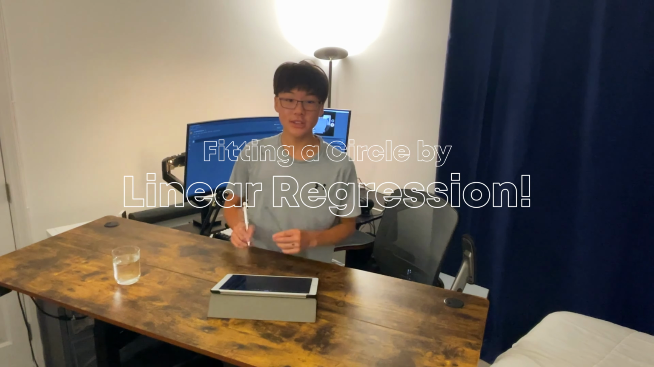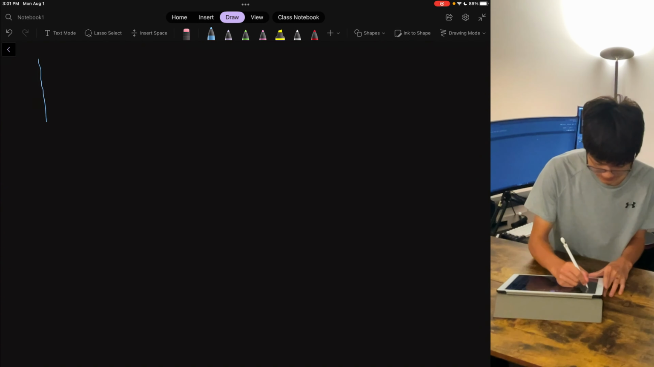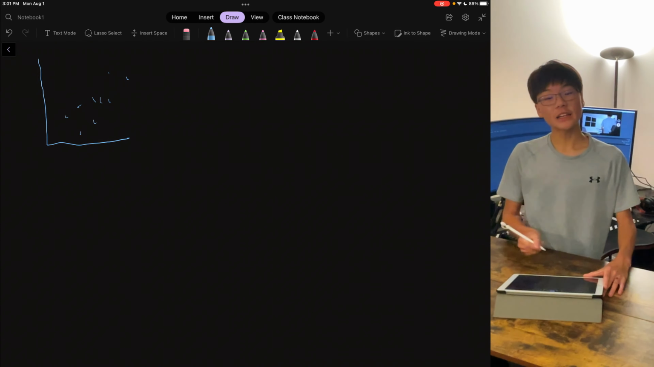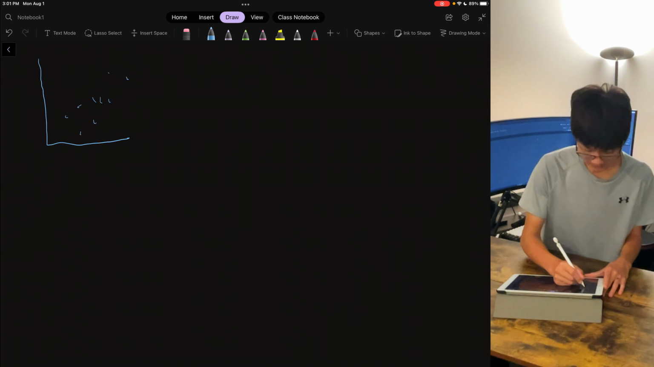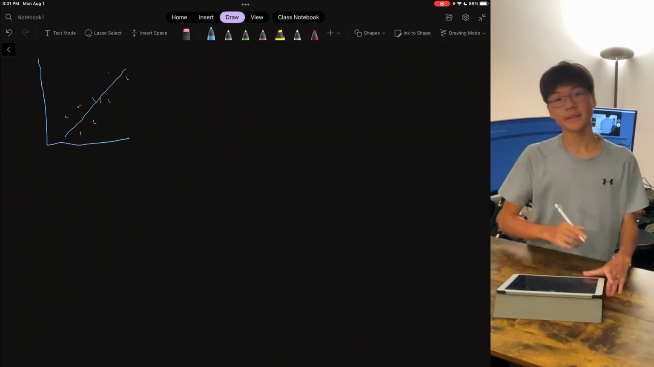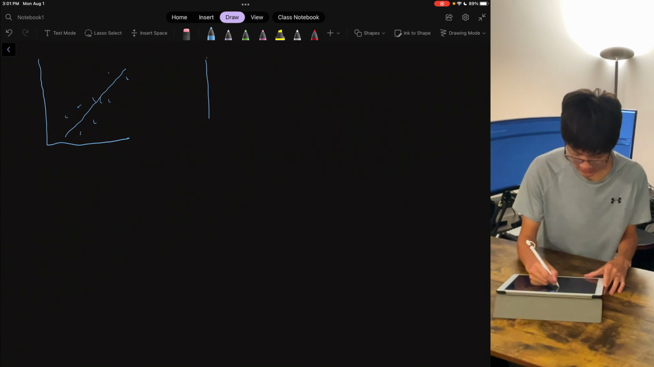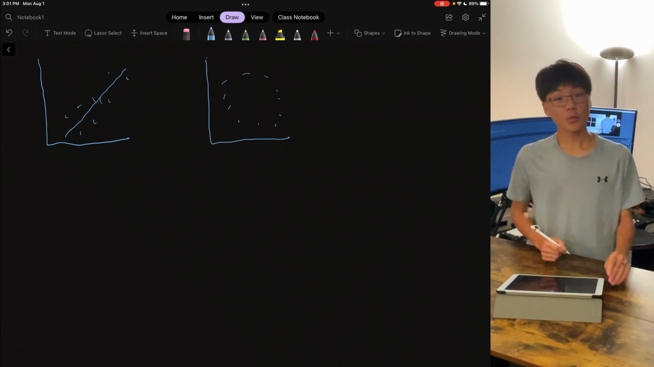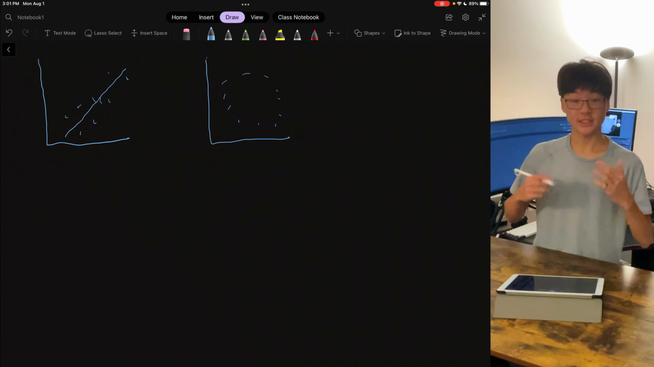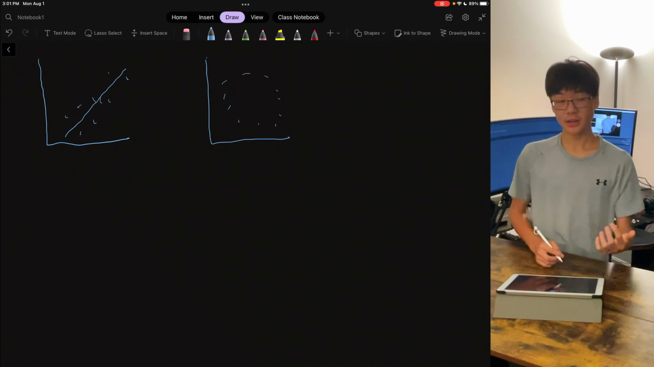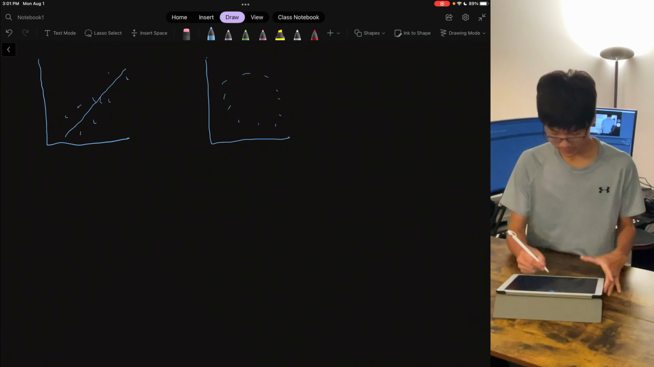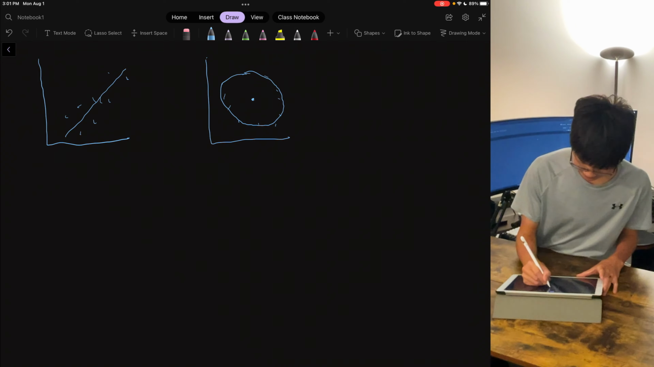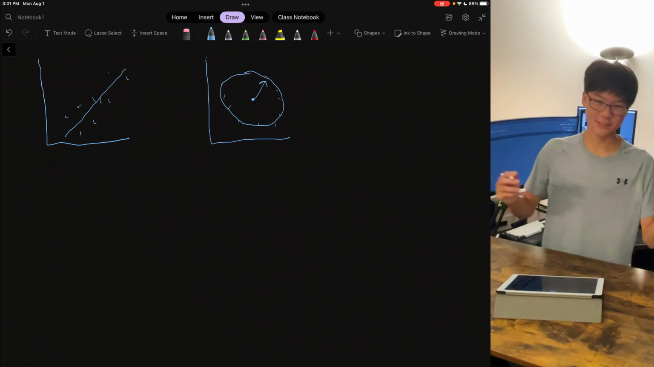Typically, when linear regression is performed, we have some data points, and we want to draw the line of best fit through these data points. But in this video, we're going to have some data points in a circular pattern, and we want to draw the circle of best fit through these data points, along with finding the center and the radius of the circle. Looks more like an oval, but it's fine.